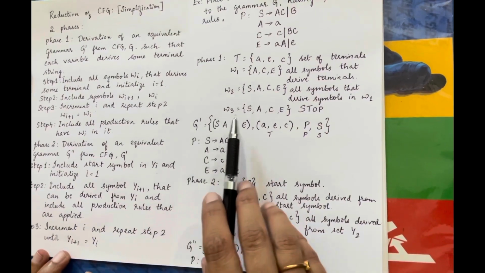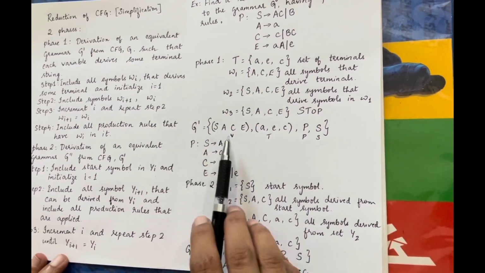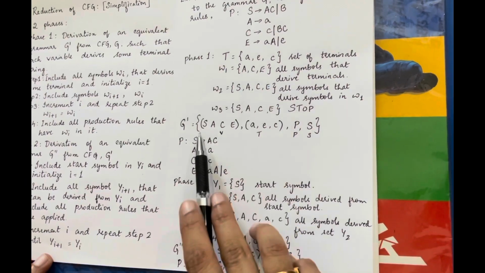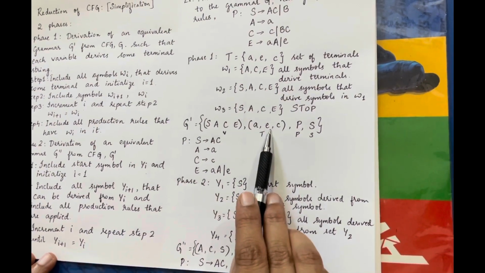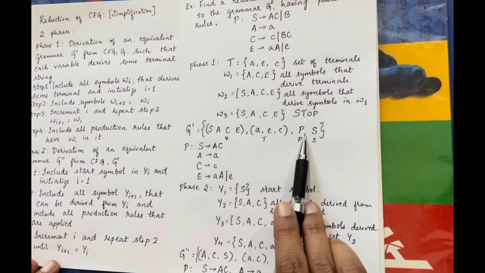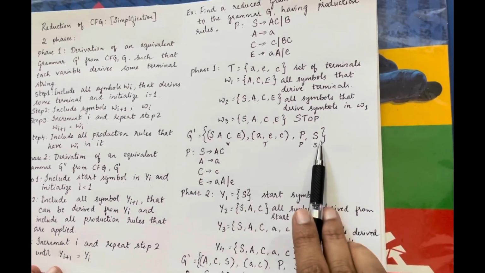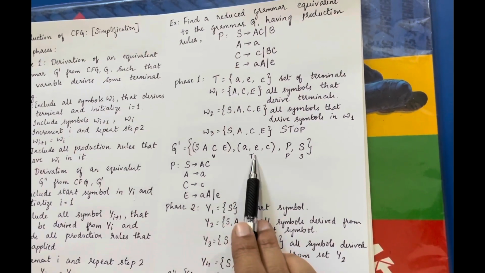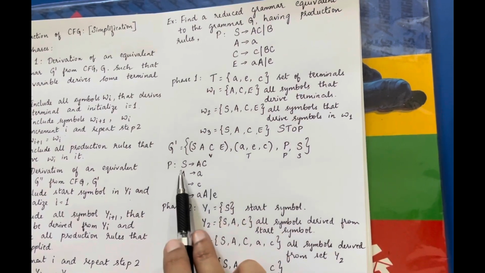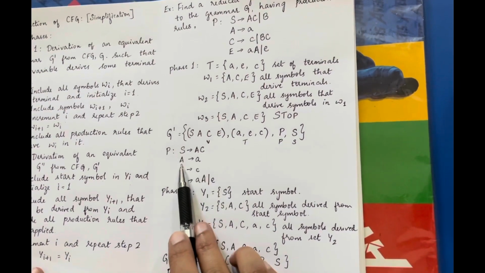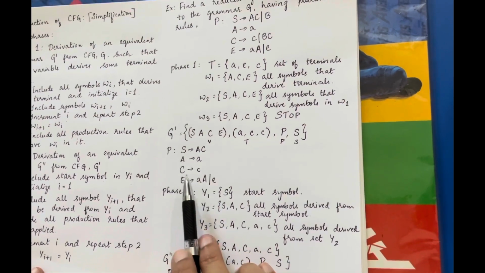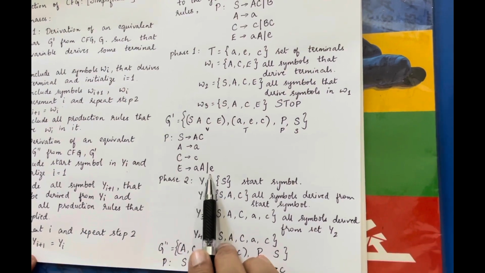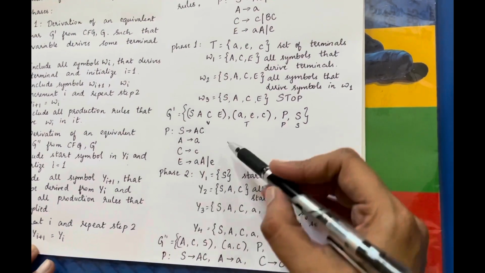Now you can just see this grammar G bar represents the variables, terminals, productions and the start symbol. What are the variables that we have? S, A, C, E, and then the terminals a, c and e, and then productions. I have written all the productions here, and S is the start symbol. The productions here are those derived from the variables and the terminals of G bar. So the productions are S tends to AC, A tends to small a, C tends to c, and E tends to a, e. Okay, that completes our first phase.